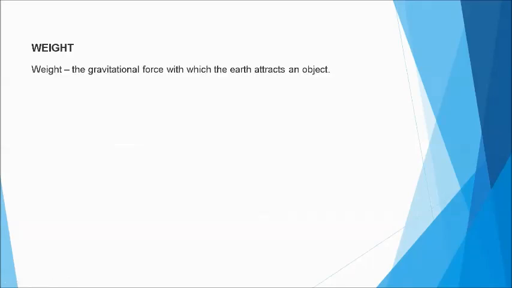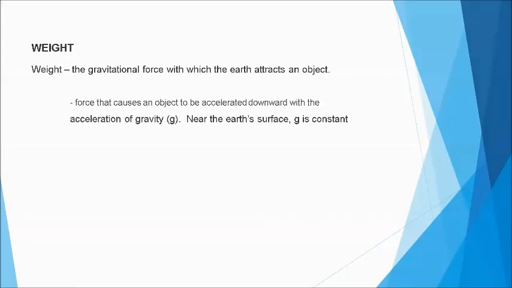Okay, what kind of force? It is a gravitational force. Okay, so the gravitational force with which the earth attracts an object. Okay, so yun yung force that causes an object to be accelerated downward with the acceleration of gravity. Ayan. So kung dun sa second law, force F is the net force that will cause an acceleration A for an object of mass M.